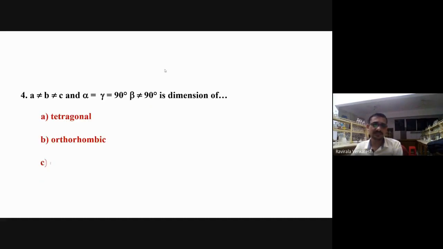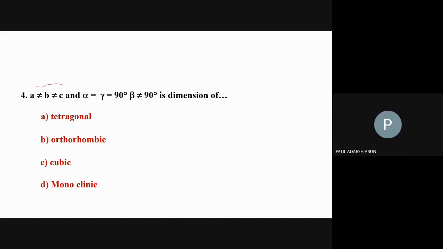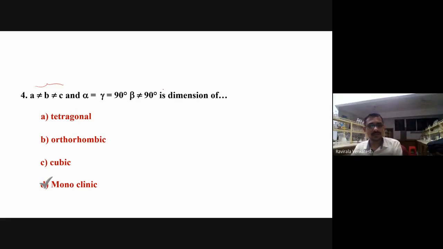Can you say this one? All are not equal. Alpha, gamma 90 degrees. Beta not equal to 90 degrees. Monoclinic. Yes, it will definitely be monoclinic only. We may get this type of questions in examination.